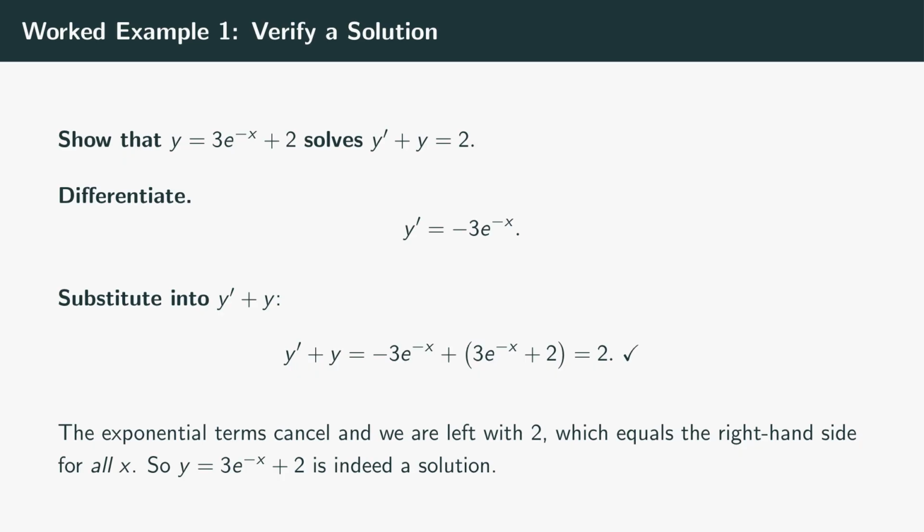Now substitute into the left-hand side, y prime plus y. That's negative 3e to the negative x plus the quantity 3e to the negative x plus 2. The two exponential terms are equal and opposite, so they cancel, and we are left with just 2. The right-hand side of the equation is also 2. They match for every value of x, so the function checks out as a solution. Notice the constant 2 in the answer is the equilibrium. If y equals 2, then y prime is 0 and the equation balances.